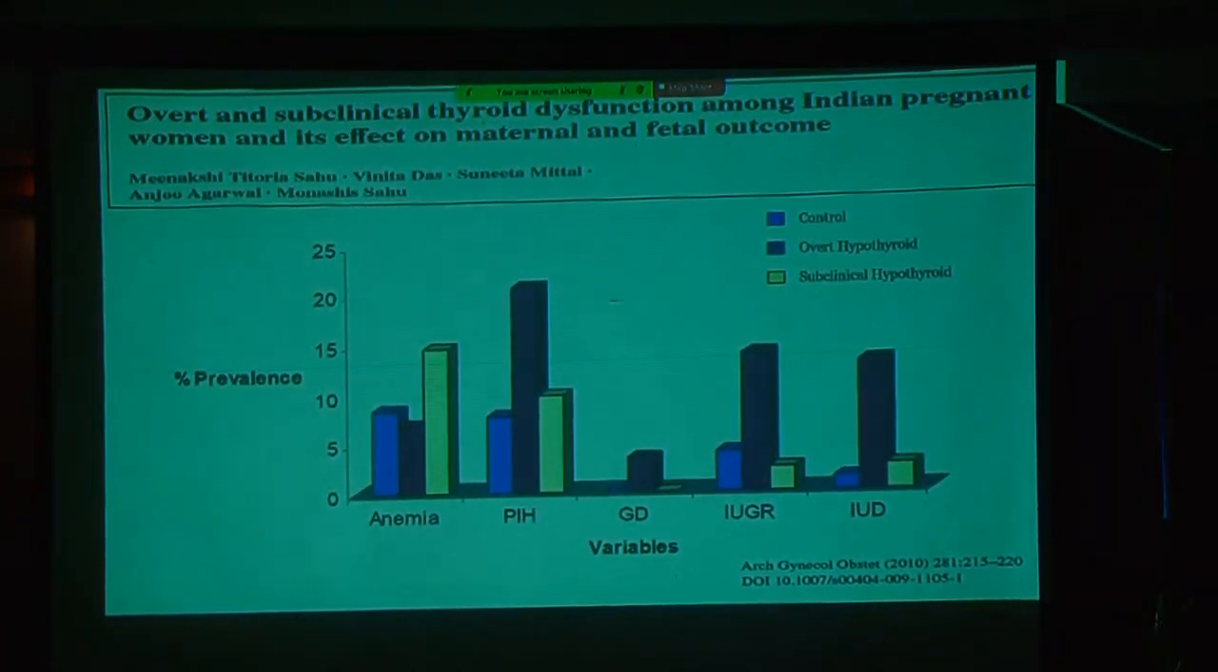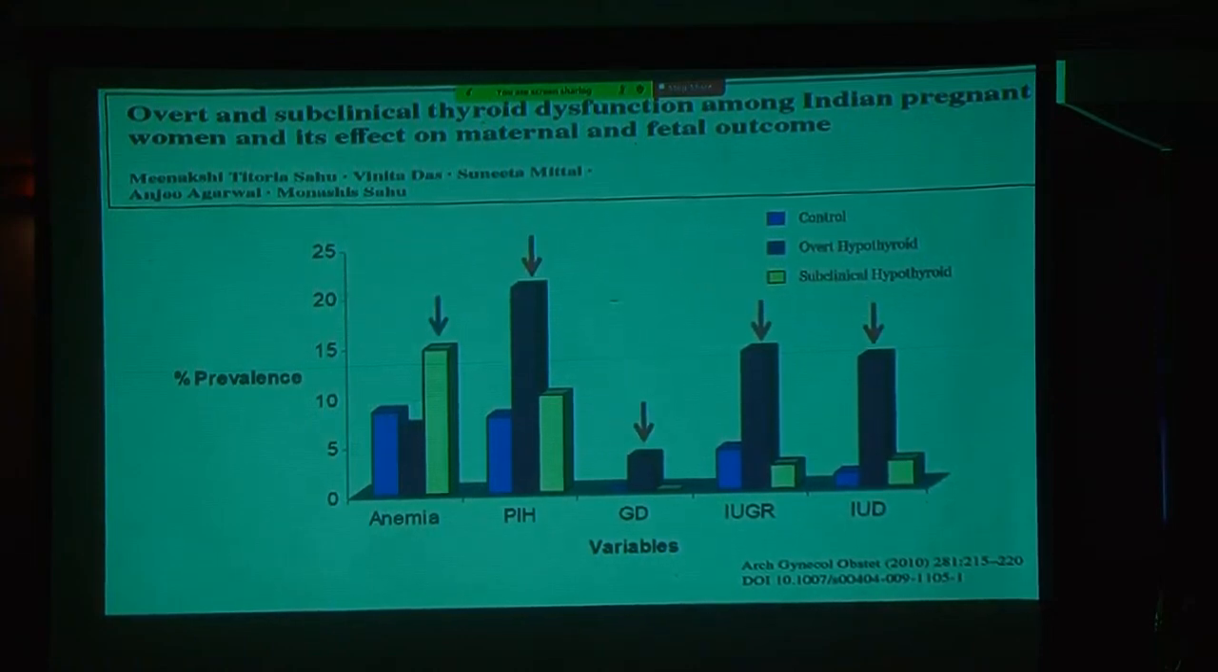This is one study showing how subclinical hypothyroidism in Indian pregnant women affects maternal and fetal outcome. You see, there is an increased incidence of anemia, increased incidence of PIH, and IUGR, IUD. Many are there. I am not showing all these things, but there is a problem if you don't treat subclinical hypothyroidism. That is what an Indian study is showing.